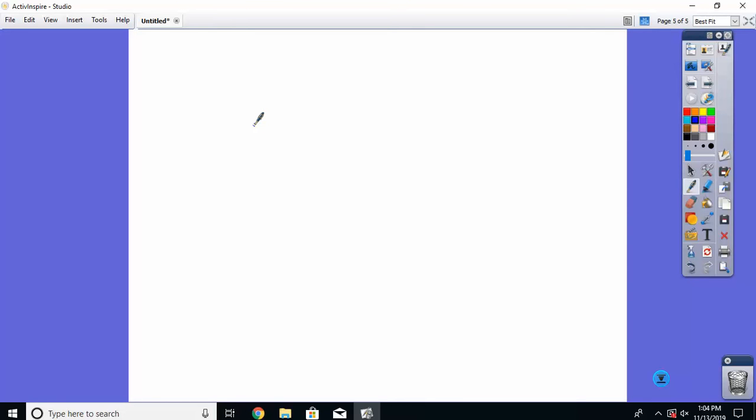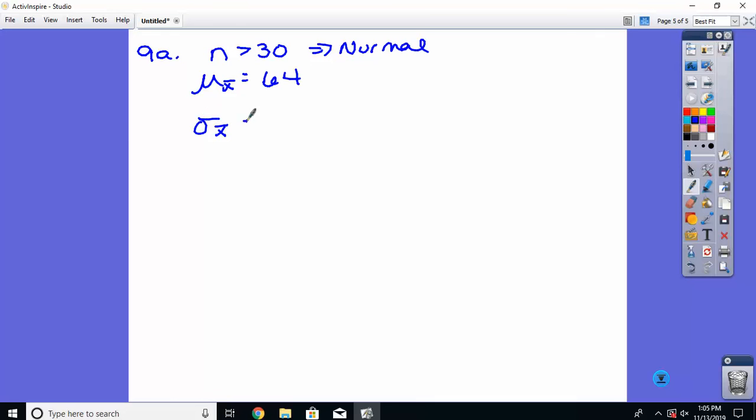This one tells me to describe the sampling distribution for X bar. What's the criteria for X bar? Right. Either I have to tell you that the population is normal, which I did not, or your n has to be greater than 30. So n is bigger than 30 here, which means it is normal. Your mean for X bar is the same as the mean of the population, which is 64. Sigma for X bar is the standard deviation of the population divided by the square root of n. So you get 3.